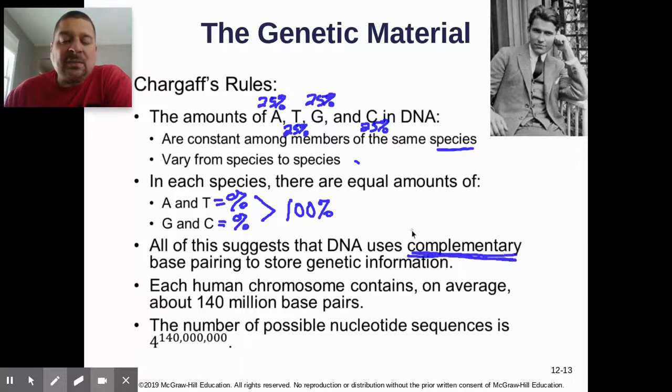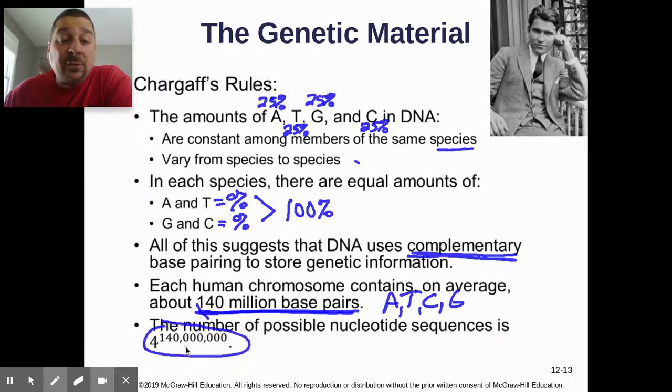this indicated some kind of complementary base pairing. And we look at what we know now, a human chromosome on average contains about 140 million base pairs. And so you think about our alphabet that has 26 letters. Now, how many different words can you make? Well, we know that our genetic code is 140 million base pairs with four letters. How many different combinations can you get?